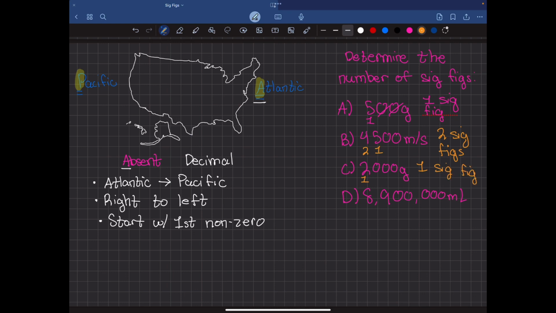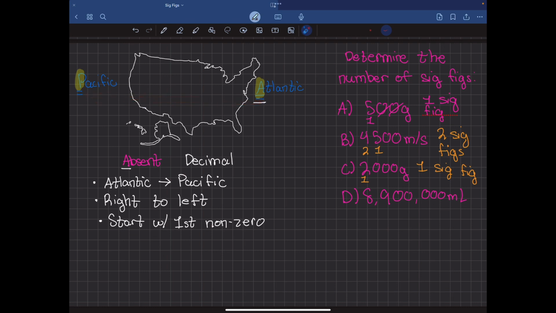Now, example D, the same philosophy applies. So I'm going to analyze this big old number here, 8,900,000 milliliters. So I'm scanning. In this example, there's also no decimal present, or a decimal is absent. Absent, Atlantic. I'm reading from the Atlantic going towards the Pacific Ocean, or, in other words, from the right side to the left.